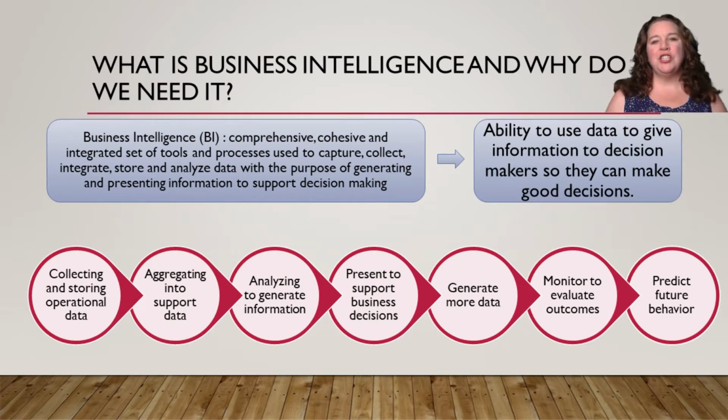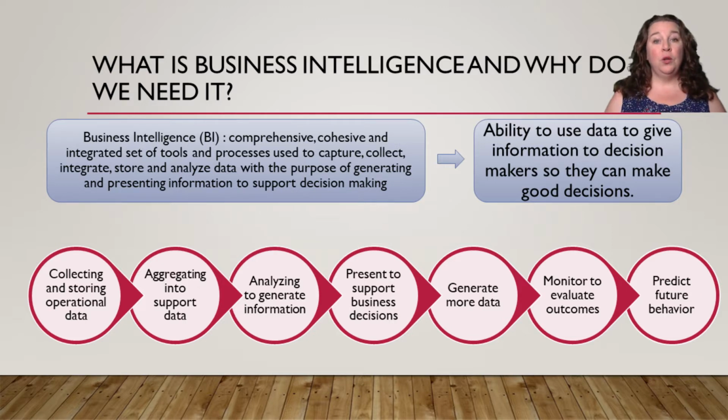The first thing we're going to talk about is what is business intelligence. So business intelligence, as a definition, is a comprehensive, cohesive, and integrated set of tools and processes used to capture, collect, integrate, store, and analyze data with the purpose of generating and presenting information to support decision making. Okay, big, long, huge description to simply mean ability to use the data to give information to decision makers so they can make good decisions.